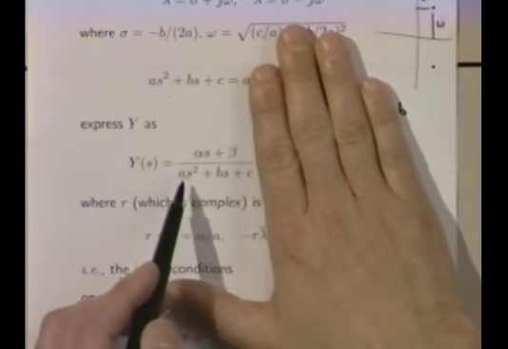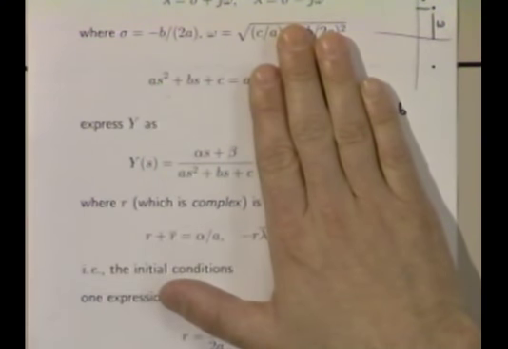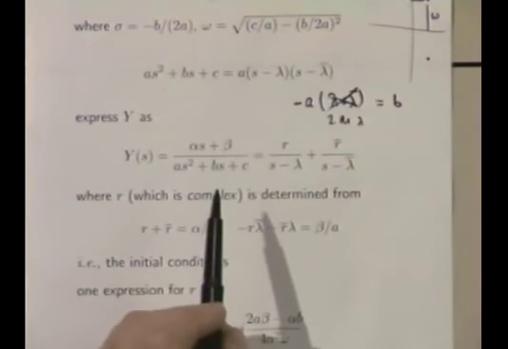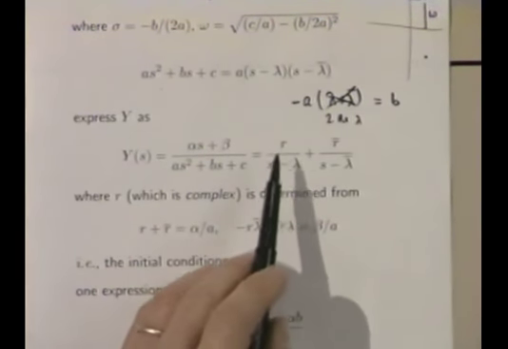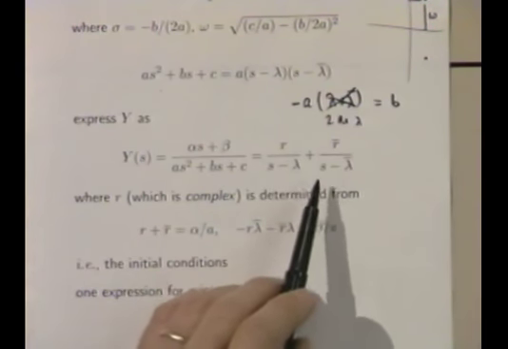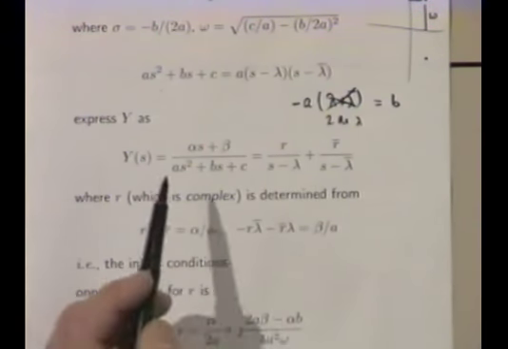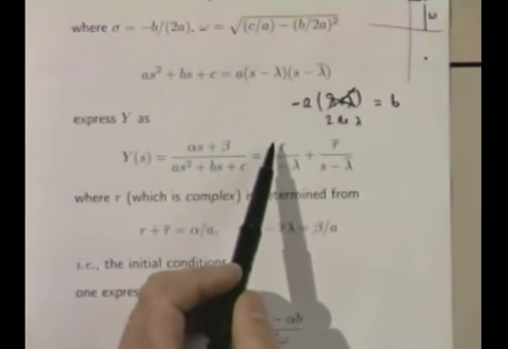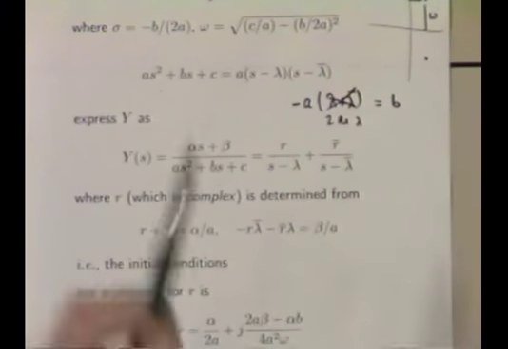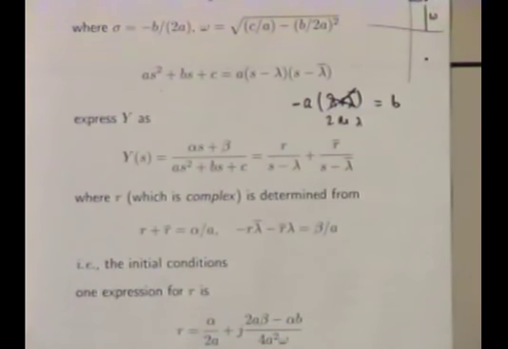It's always the same. The difference is that when we take the inverse Laplace transform, we get a very different type of formula in the three different cases. So here, we're going to write this as r over s minus lambda plus r bar over s minus lambda bar. And since lambda and r are now complex numbers, you could object quite reasonably.